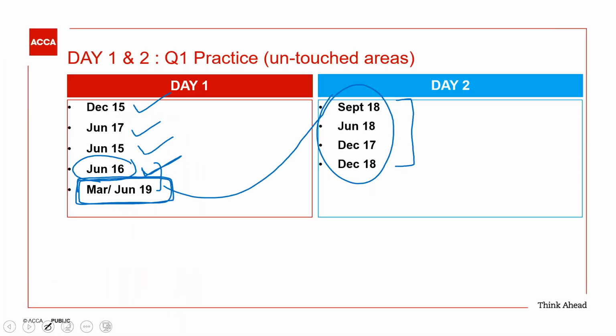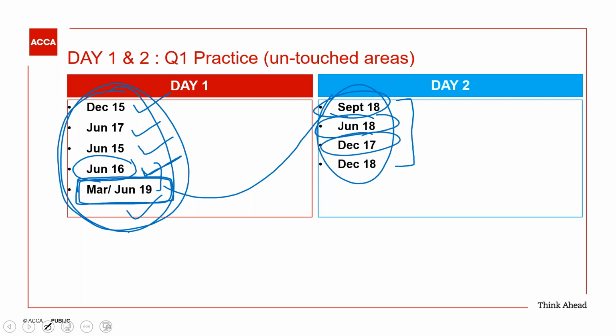So we're off this question as well now. That completes the March, June 19 question as well. So all questions from day one are now wrapped up. We need to start looking at the questions for day two now, to see what has come in the September 18 question, what has come in the June 18 question, what has come in the December 17 question, and what has come in the December 18 question.